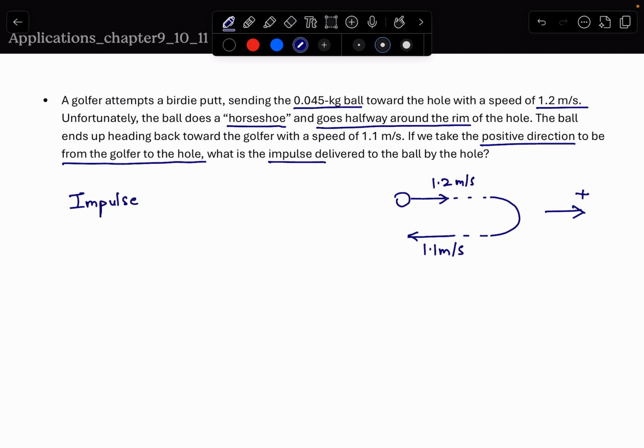We know that the formula for impulse is the final momentum minus the initial momentum. So let's look at the momentums. The initial momentum is mass times initial velocity. The mass is 0.045. The initial velocity is positive 1.2. This should give me 0.054 kg meters per second.